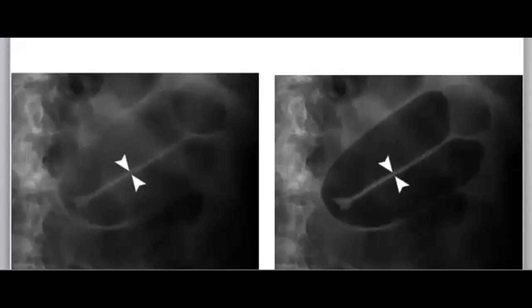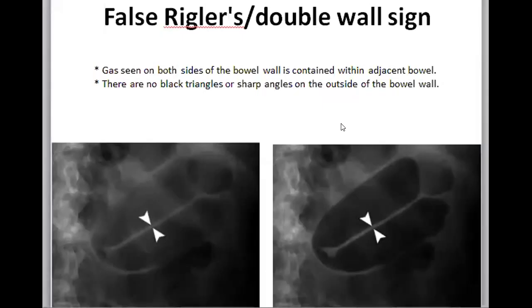There is a risk of perforation. So this one is a false Rigler sign. Again, it is false because it gives you a pseudo impression that there is gas, but there is no gas in the abdomen.